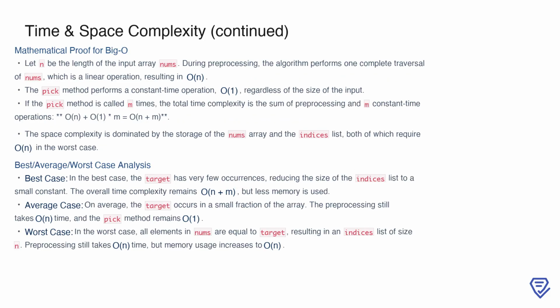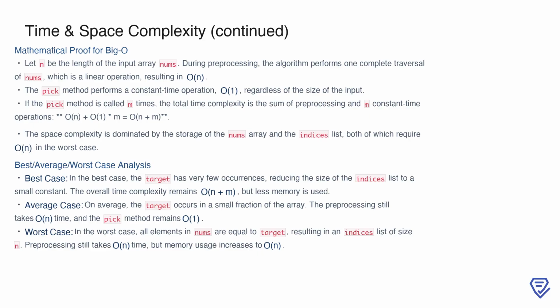To mathematically validate the big O analysis, let's consider the operations involved. During preprocessing, the algorithm performs a single traversal of the input array nums, which is a linear operation, resulting in O(n). The pick method, on the other hand, is a constant time operation that runs in O(1), regardless of the size of the array. When the pick method is called m times, the total time complexity is the sum of preprocessing and the m constant time calls, O(n) plus O(1) * m, which simplifies to O(n + m). As for space complexity, it is dominated by the storage requirements of the nums array and the indices list, both of which require O(n) in the worst case.